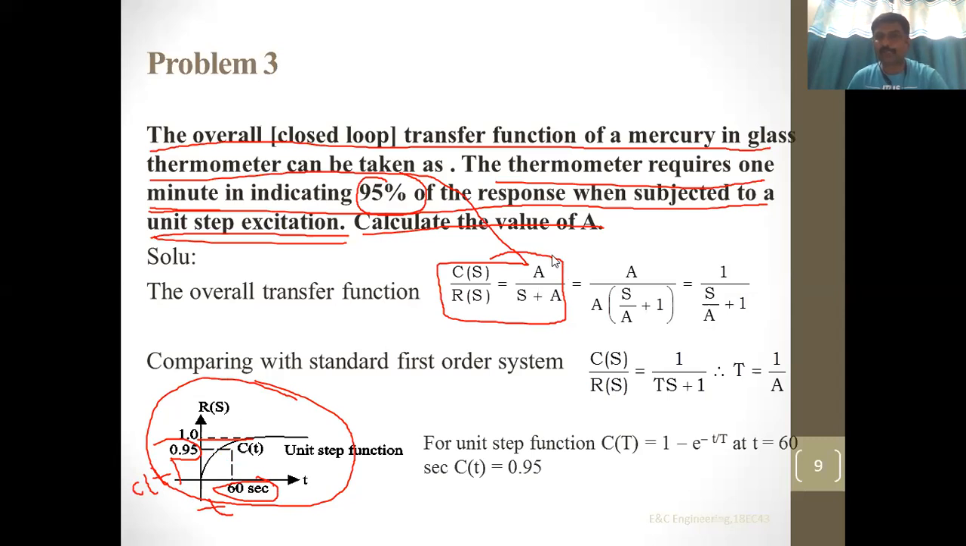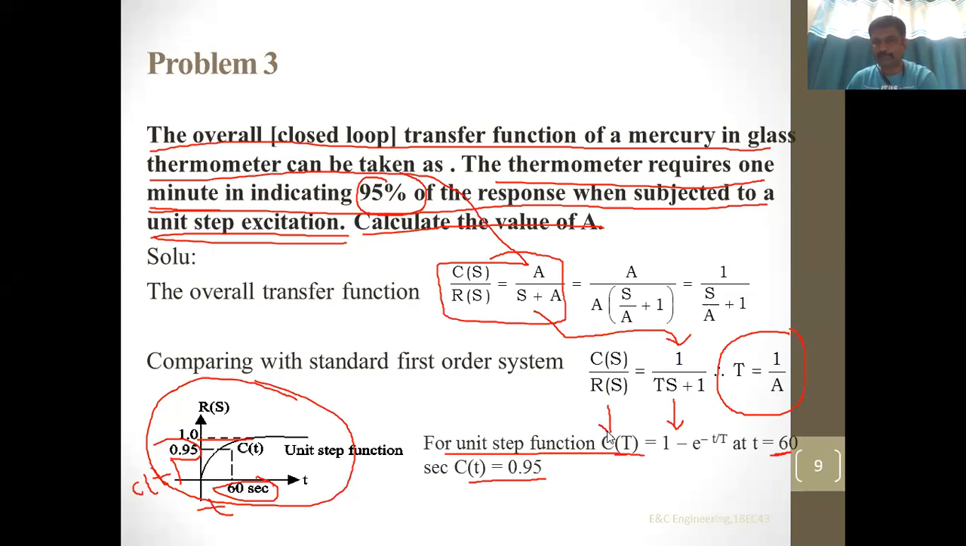Now this given closed loop transfer function is compared with the generic first order system. Now this is A divided by S plus A. First order system transfer function is 1 divided by Ts plus 1. After comparing these two, the value of T is equal to 1 by A. Then for unit step input, for generic response, the output is 1 minus e power minus small t divided by capital T. Is it okay? But we know the value of C of t at t is equal to 60 seconds. C of t is 0.95 at t is equal to 60.